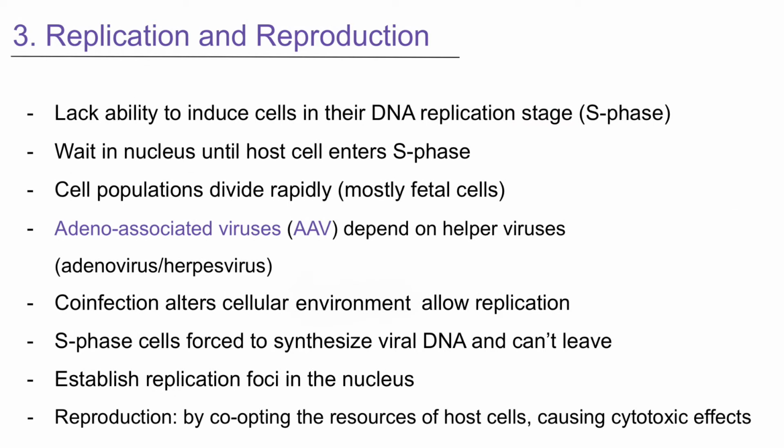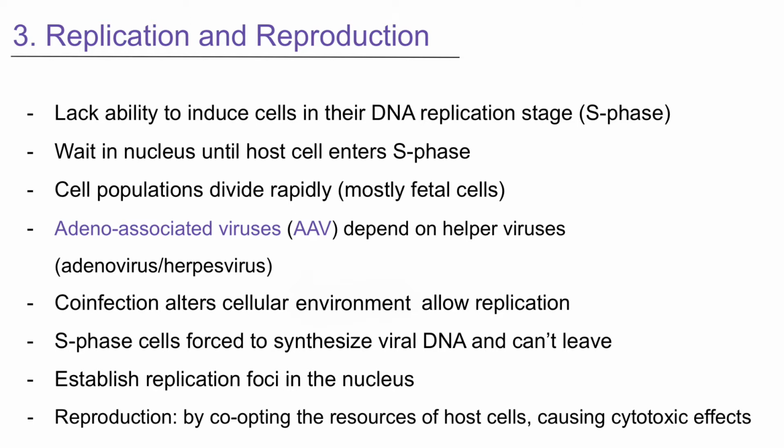Now we will talk about replication and reproduction. Parvoviruses lack the ability to induce cells into their DNA replication stage. This is called the S phase. They must wait in the nucleus until the host cell enters the S phase on its own. This makes the cell population divide rapidly, but mostly the fetal cells. Adeno-associated viruses, AAV, are dependent on helper viruses, such as adenovirus and herpes virus. This is because co-infection alters the cellular environment to allow for replication.